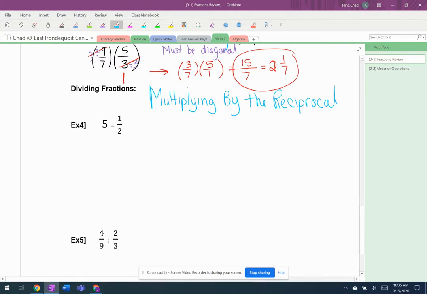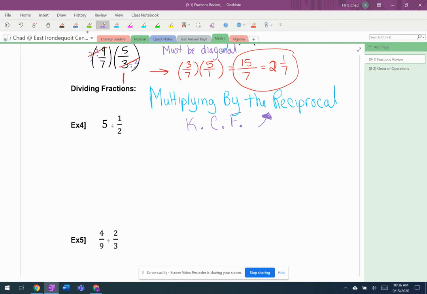This is what your keep, change, flip really means. Keep, change, flip really is just multiplying by the reciprocal. Multiplying by the reciprocal is the real-life math for that. So we'll take a look at some examples.